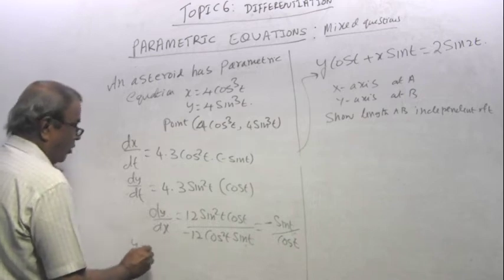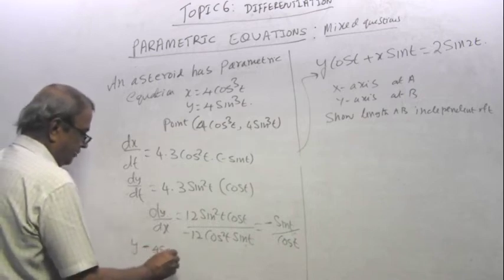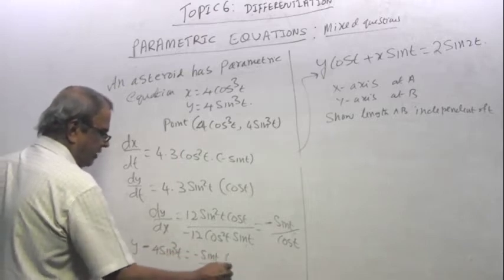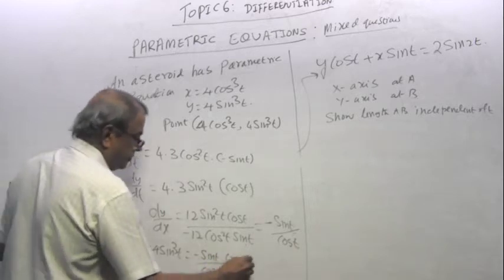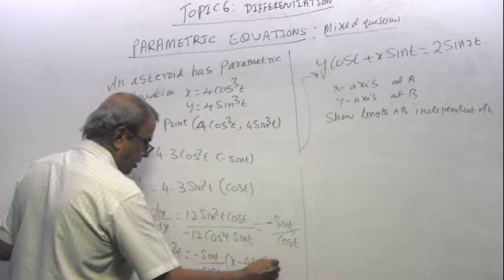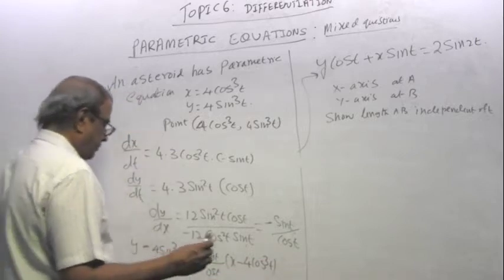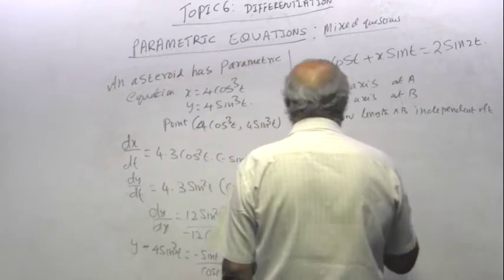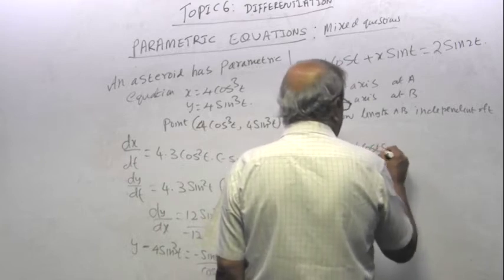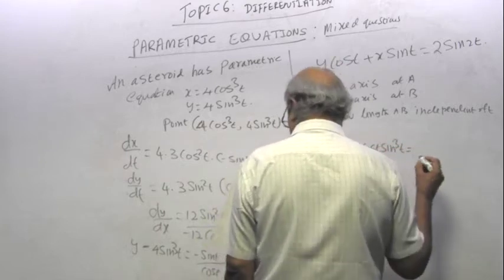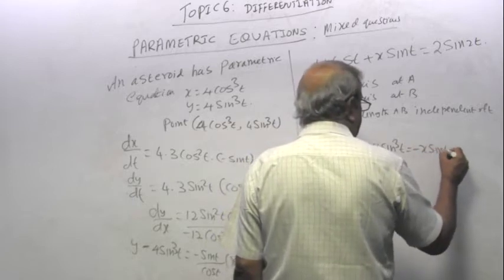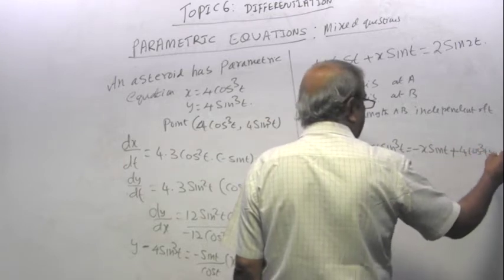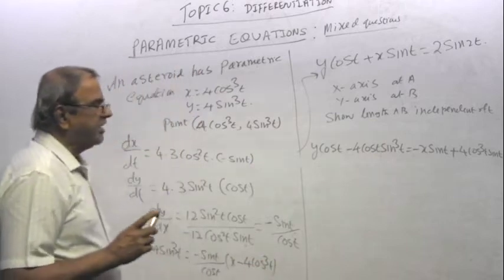So what is the tangent? y minus y1 equals gradient times x minus x1. Whoops, so let's cross multiply. y cos t minus 4 cos t sin cubed t equals minus x sin t plus 4 cos cubed t sin t. Everything is in terms of t.